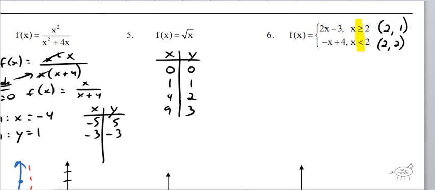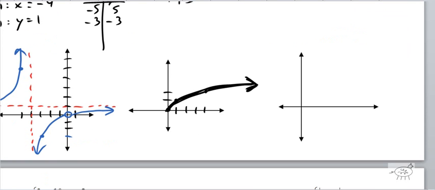Okay, so if I go to plot that now, let's see here. So let me just make a couple of tick marks here. Okay, so I'm going to plot 2 comma 1. So 2 comma 1, and that is going to be a solid dot because it's with the greater than or equal to 2. So here's 2 comma 1, it's a solid dot. And then 2 comma 2 is an open dot. So there's your open dot. That is the first thing you have to do. Got to plot the points.